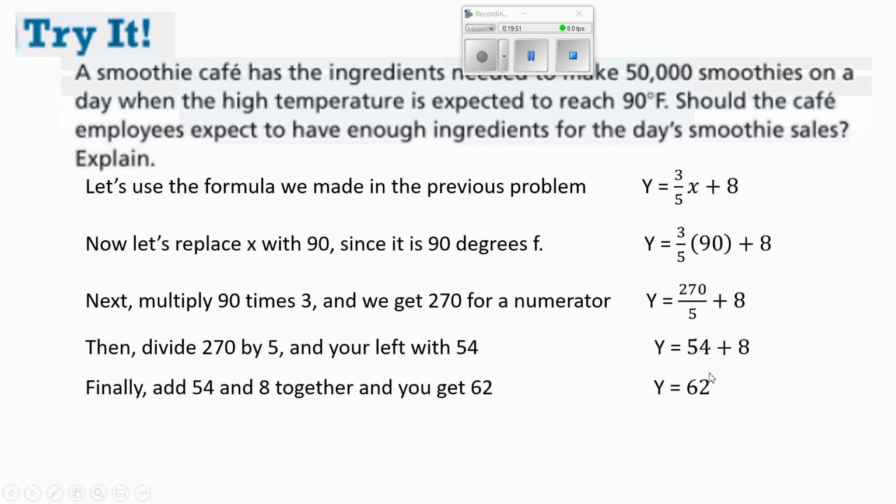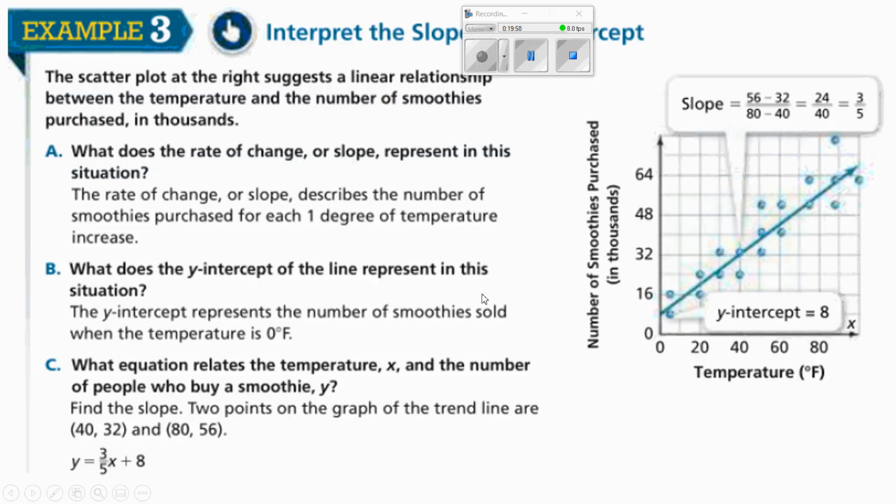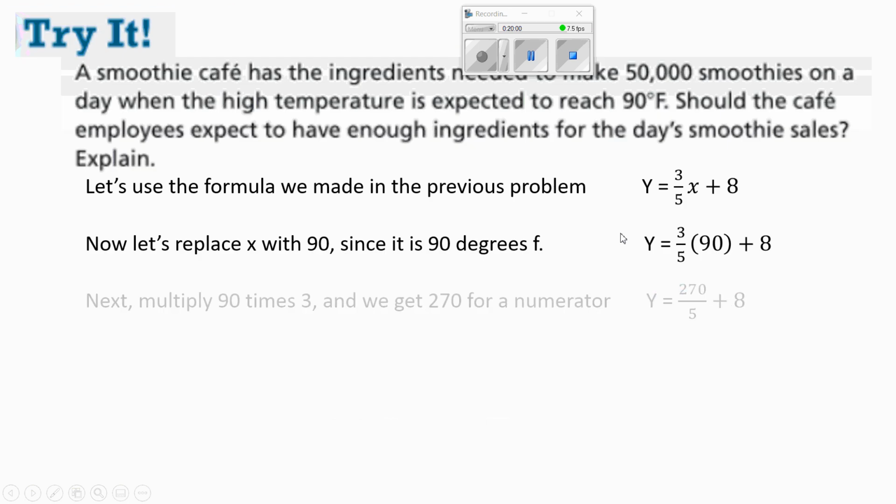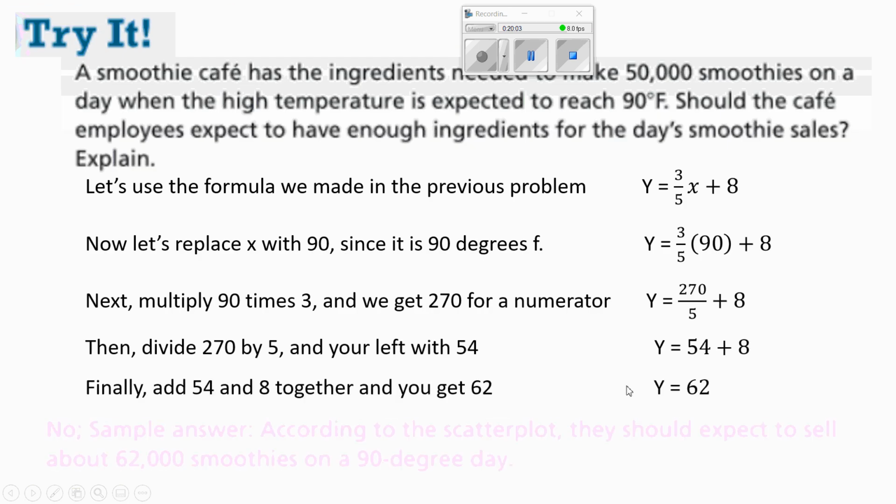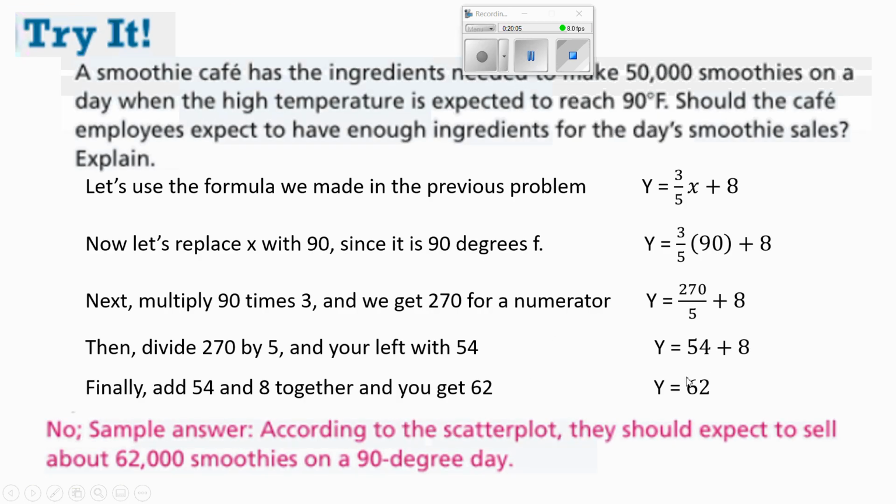62. You might think at the beginning this is just going to make 62 smoothies. But remember what our scale indicated. This was in thousands. So that would mean there are 62,000 people that are going to want smoothies. So according to the scatter plot, they should expect to sell 62,000 smoothies on a 90-degree day, which means no, they will not have enough ingredients, okay? Because they only have ingredients to make 50,000.